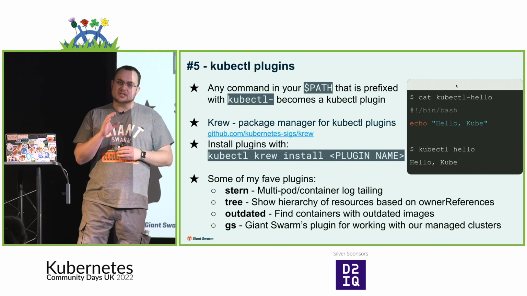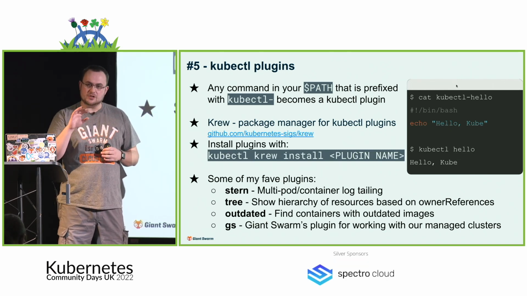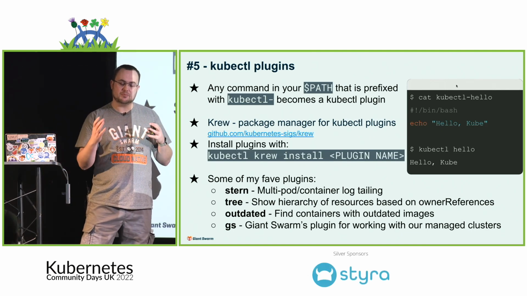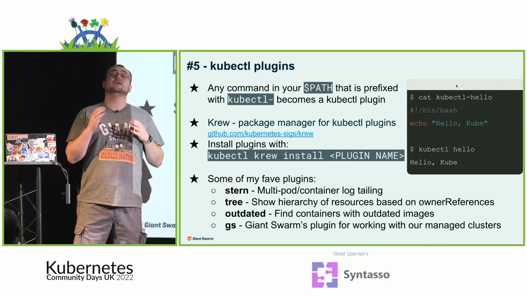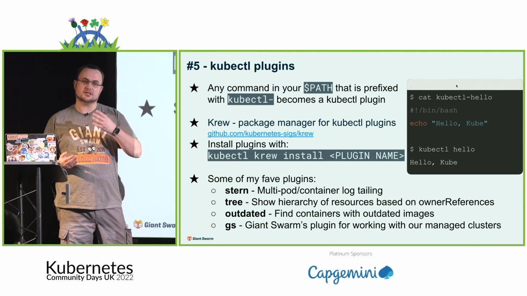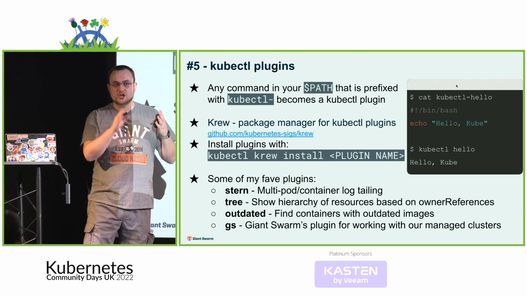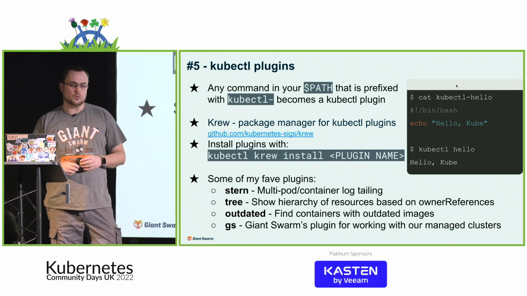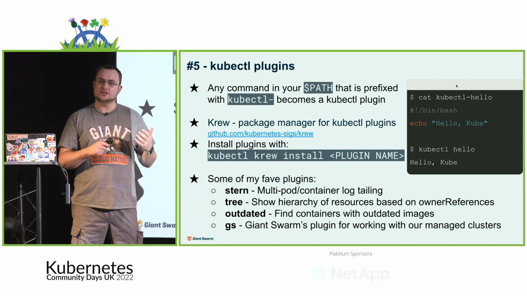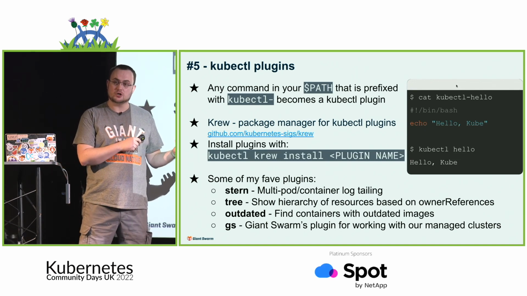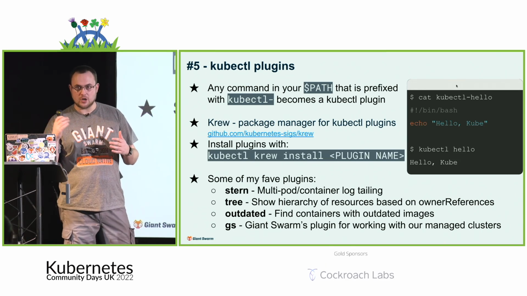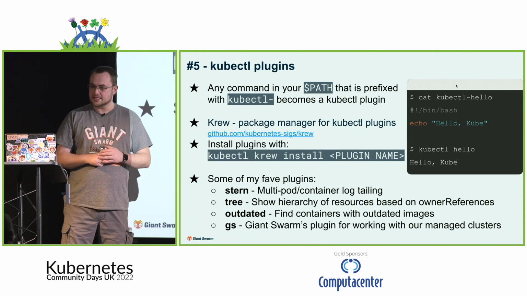Tree allows me to look at a resource within Kubernetes and visually view its owner reference hierarchy. So if a resource within the cluster belongs to another resource through an owner reference, for example a pod belonging to a replica set belonging to a deployment, tree will show this in a nice little graphical way. Outdated is a great way of having a look at what containers you are running in your cluster that are using an old image version, so you can quickly get a nice little list and know what you need to update so you're all on the latest.